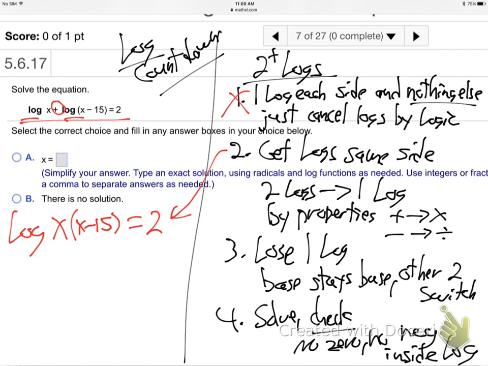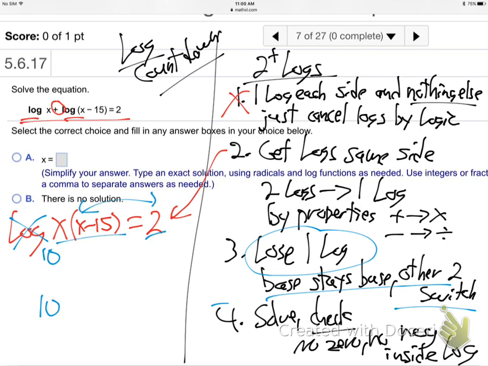How do we go to no log? We lose the log. And when you lose 1 log, the base stays the base, the other two switch. What's the base? 10. So the 10 will stay 10. The other 2, meaning all that x stuff and the 2, will switch. Instead of 10 to the x stuff, it's 10 to the 2. The x stuff goes over there. Good? All right, so 2 logs, 1 log, no log.